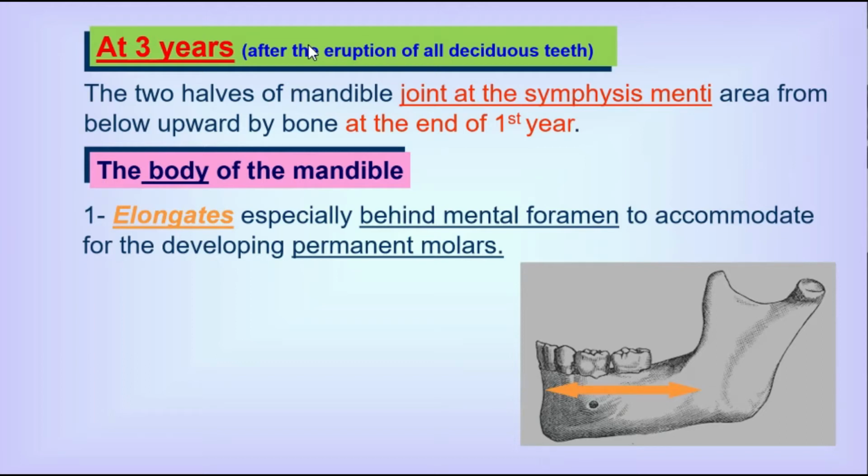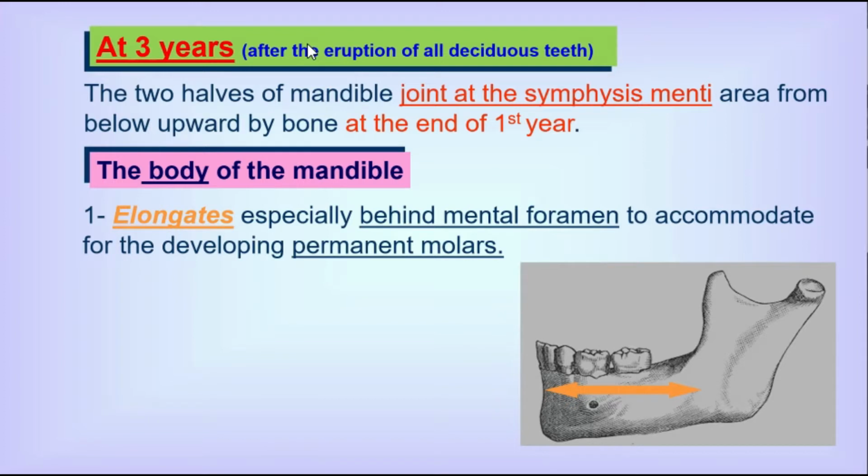The body of the mandible is gradually developing, especially behind the molar area, the deciduous molar area. The deciduous first molar is here by this time. The second molar will come at the age of 24 months, or 2 years. By the age of 3 years, the second deciduous molar is also there.